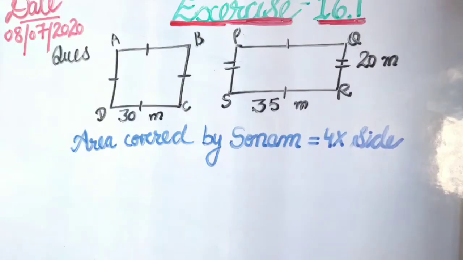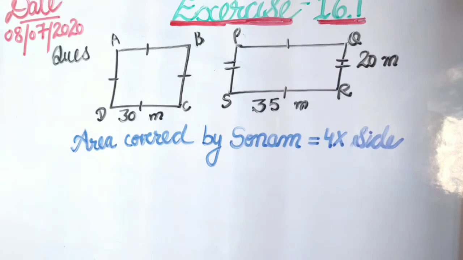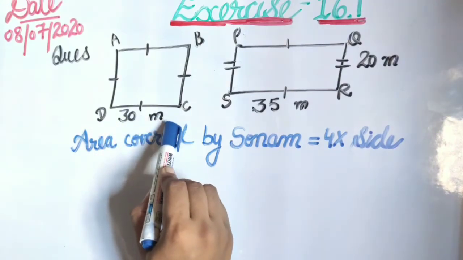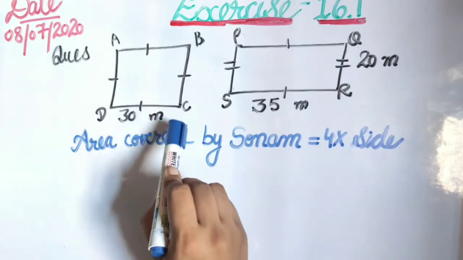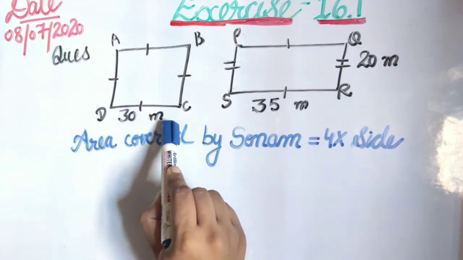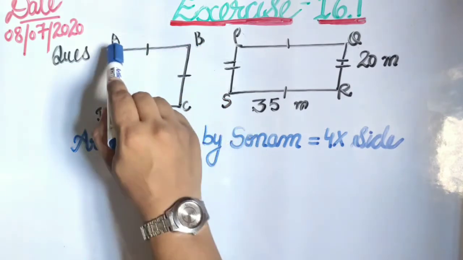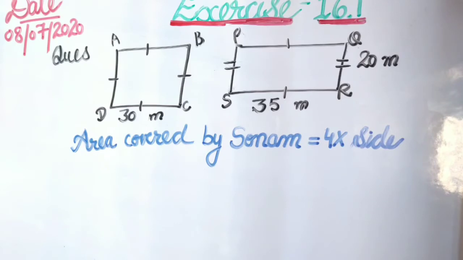12,760. Our next question is, Sonam takes a round of a square park of 30 meter. So class, I have considered A, B, C, D as my square park and the side of that square park is 30 meter. Students, remember one thing, a square is that closed figure in which all sides are equal to each other. If one side is given by the question, it means BC will also be 30 meter, AB will also be 30 meter and AD value will also be 30 meter.